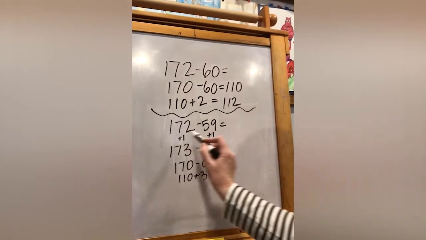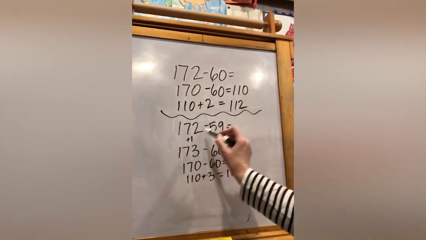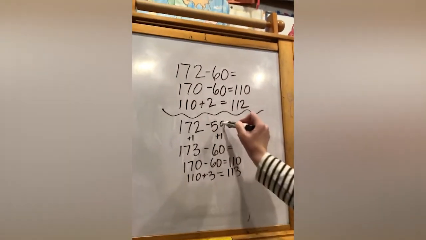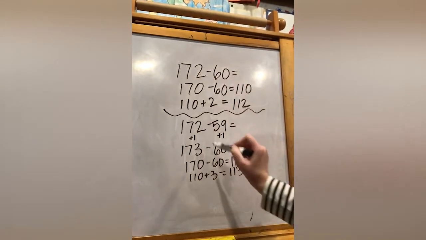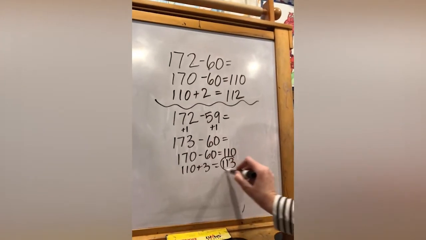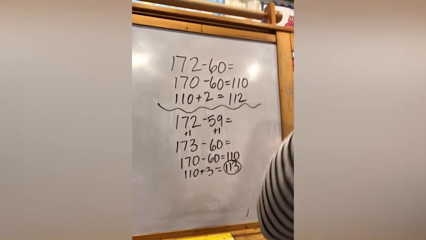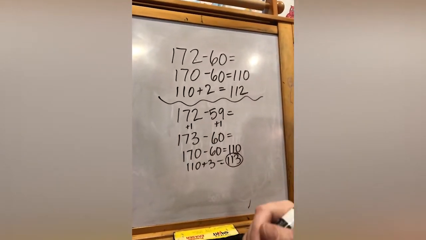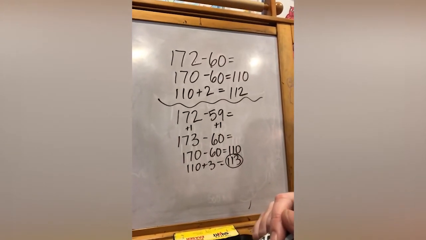So Patrick just adjusted that problem. Instead of doing 172 minus 59, we made that a nice even 60 by adding 1, and then we had to make sure to add 1 over here as well. And then ended up with a difference of 113. Can't say I would do much differently there.